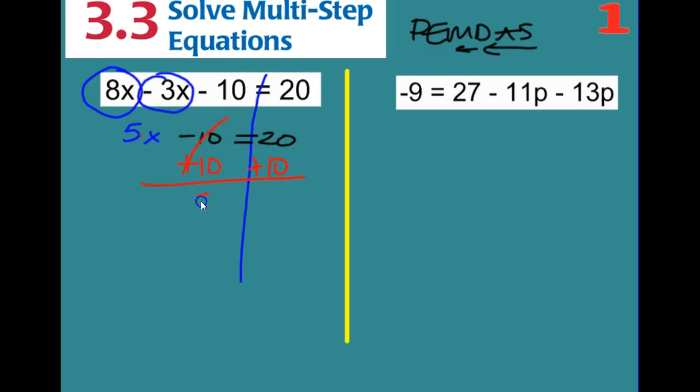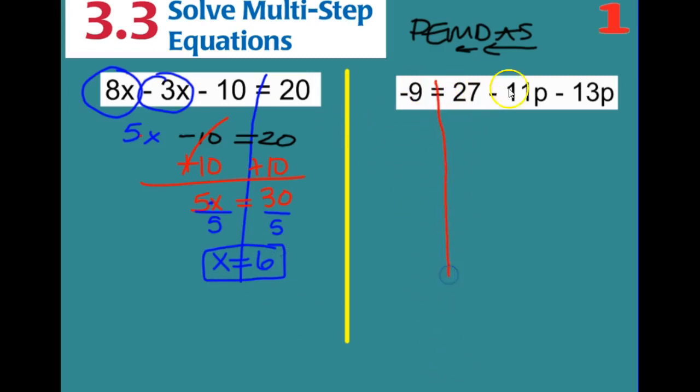10 minus 10 is 0, so we just have 5x equals now 30. And then last, the opposite of multiplying by 5 is divide by 5. So we have x equals, and 30 divided by 5 should give us 6.